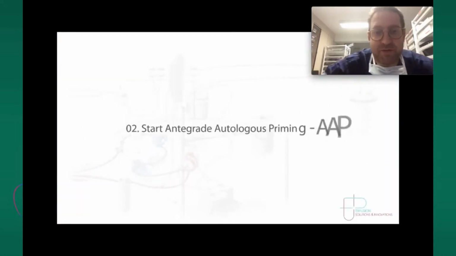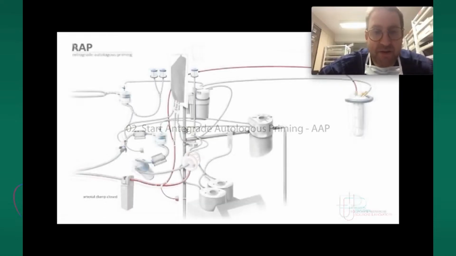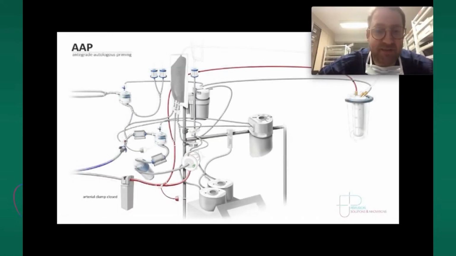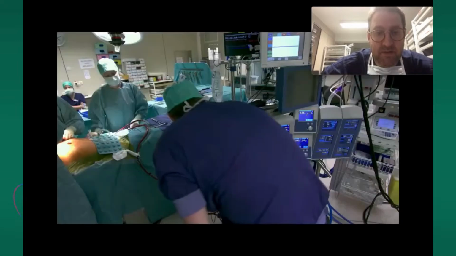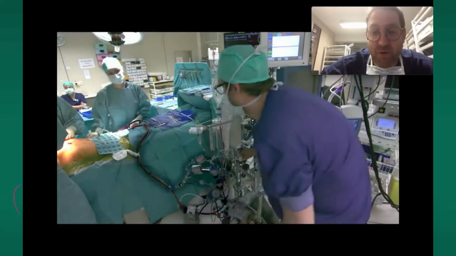Then afterwards we start with the antegrade autologous priming, so it's practically the same. You open the clamp to the cell saver, you go on bypass with a closed arterial clamp, so you push all the priming to the cell saver. And then by opening the clamp, you can go on bypass.